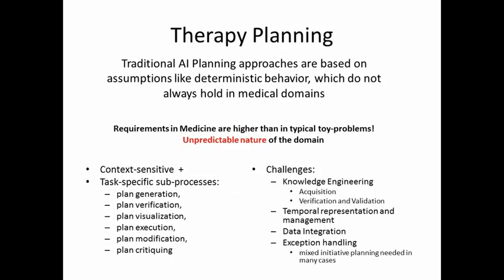So if we try to see how to use AI planning for planning the therapy of a patient, we will see that the requirements in this domain are higher than in typical toy problems. And this is due to the unpredictable nature of this domain. So in this domain, we will need several specific sub-processes, not only plan generation, but it's really, really important for the safety of the patient to verify the plan. Of course, we need to provide a visualization of the plan, to execute the plan, to modify the plan, and finally the plan critiquing, which is to analyze if the plan being executed is correct, so it has any problem regarding the original knowledge.